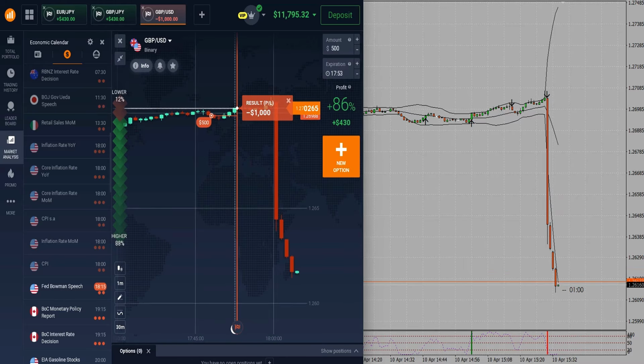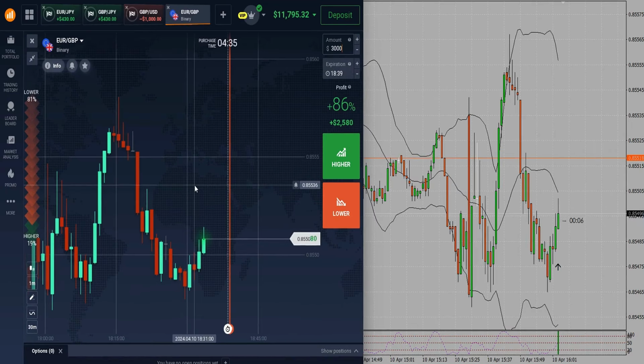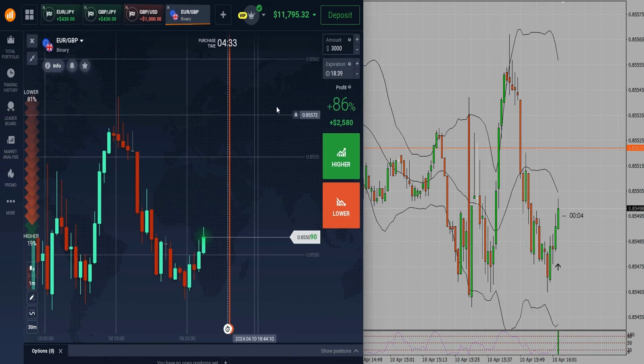So now we wait calmly for the next clean setup where all rules align again, including the news filter. When everything matches perfectly, only then we enter the next trade.